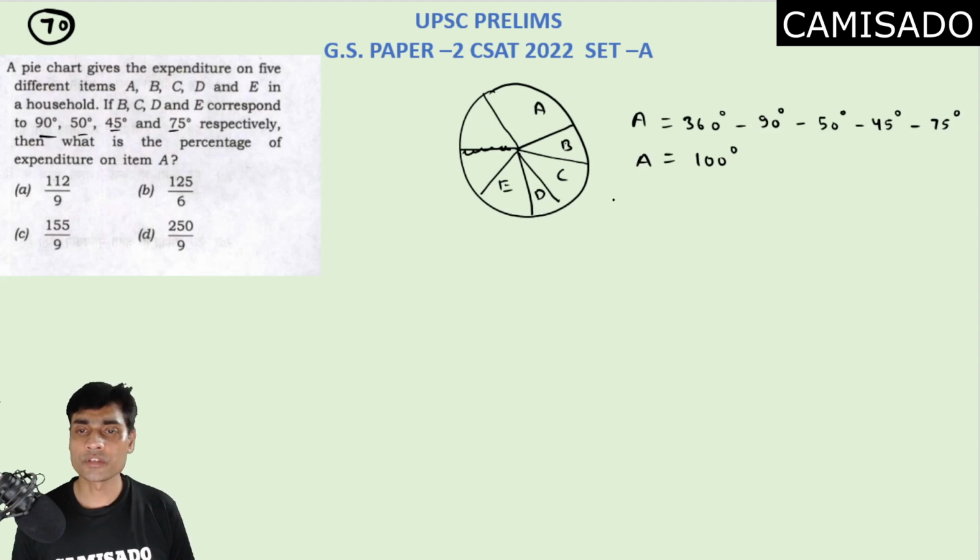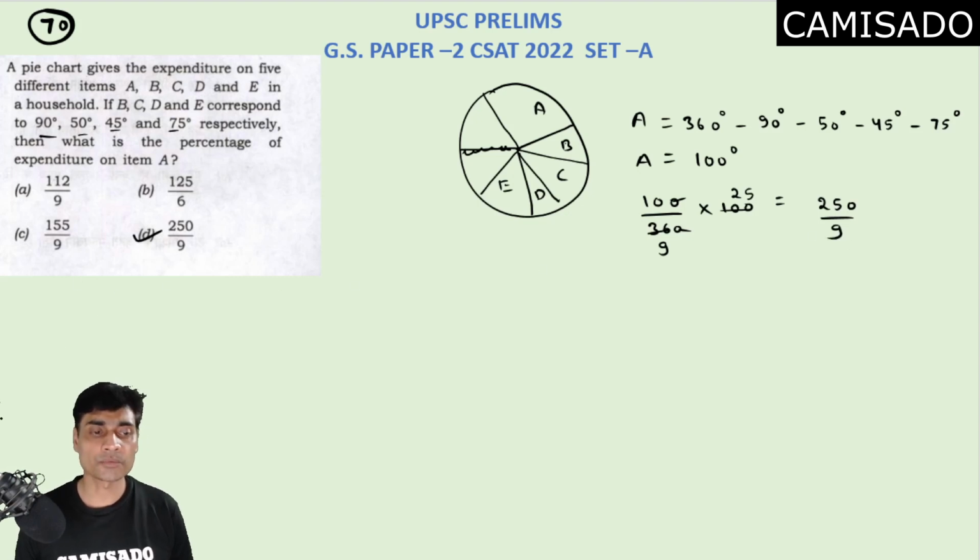Now what is the percentage? For calculating the percentage of A, the weightage of A basically, it's 100 out of 360, and for calculating the percent again multiply by 100. So some calculation: 4 9 the 36, 25, it will be 250 upon 9. So I think D is the right option here.